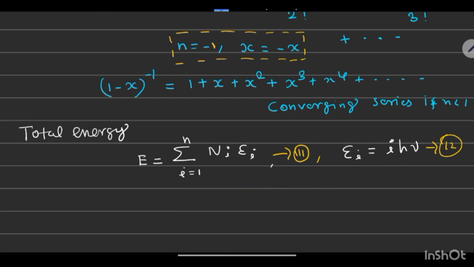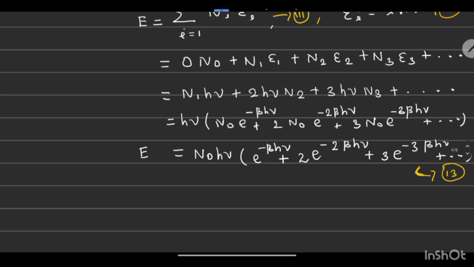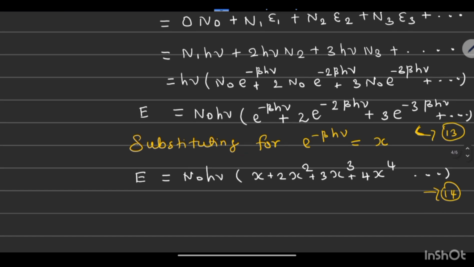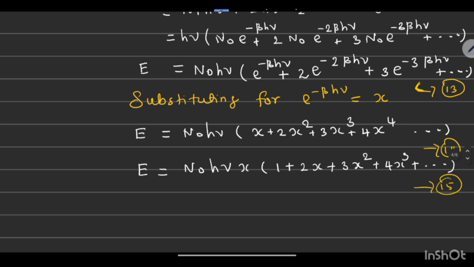So for that I am going to do the summation where Ni is the number of oscillators in the ith energy level, and epsilon i is the energy of the ith level, and epsilon i is simply i times h nu. So expanding this we can get this term, and substituting for e raised to minus beta h nu as x, we get equation 13 in the simplified form, and if you take out x you will get 1 plus 2x plus 3x squared into this term.